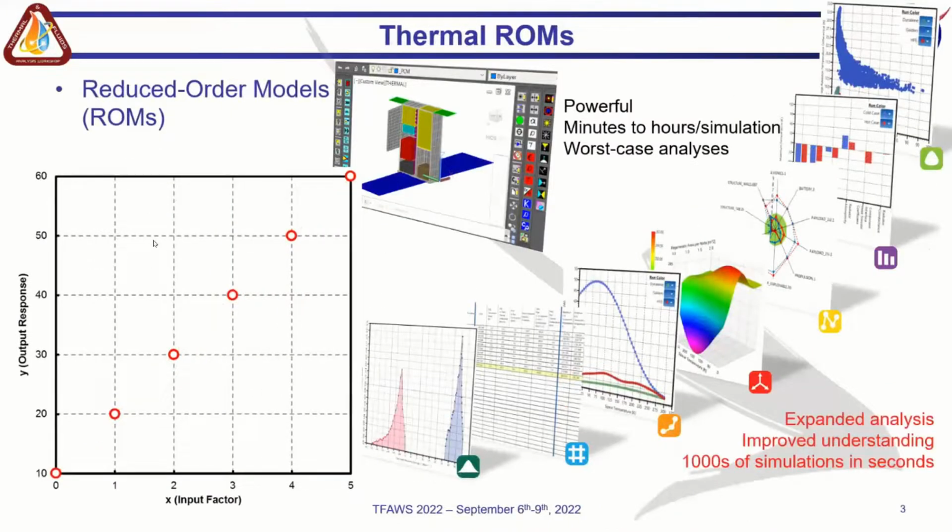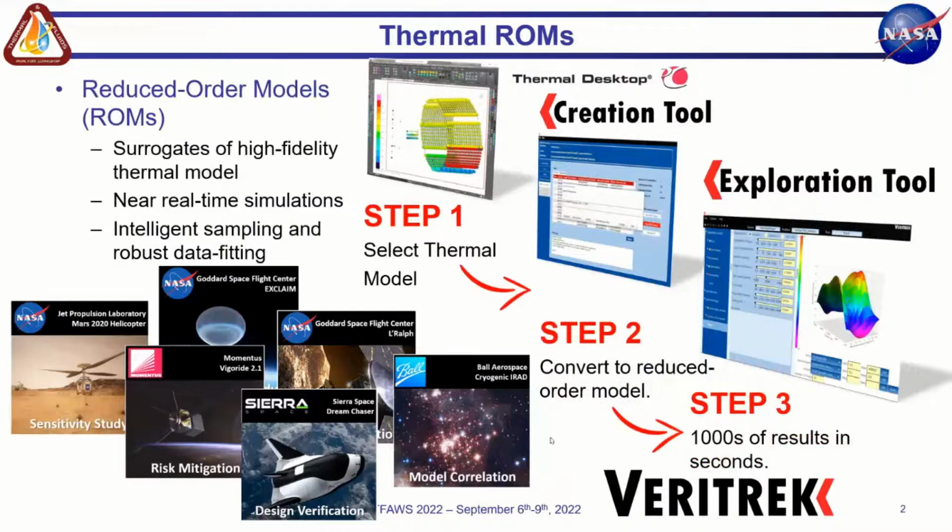Yeah, that's a great point. For what we've developed so far with Veritrack, which is just a thermal reduced order modeling tool, the creation tool, which converts your thermal model into a reduced order form, kind of walks you through that process. So it's very semi-automated, and it allows you as a user to do that on your own computer. Getting it set up takes maybe 20 to 30 minutes to set your input factors and your number of sampling points, and then the tool does all the heavy lifting for you.